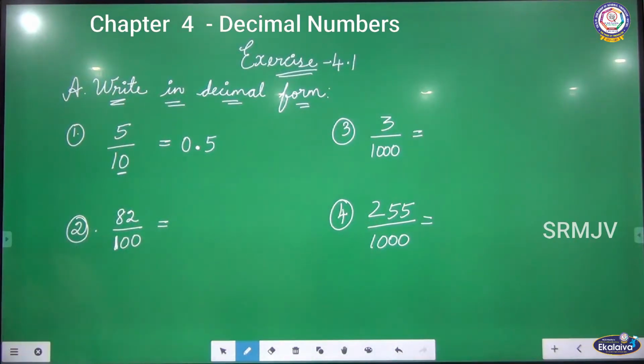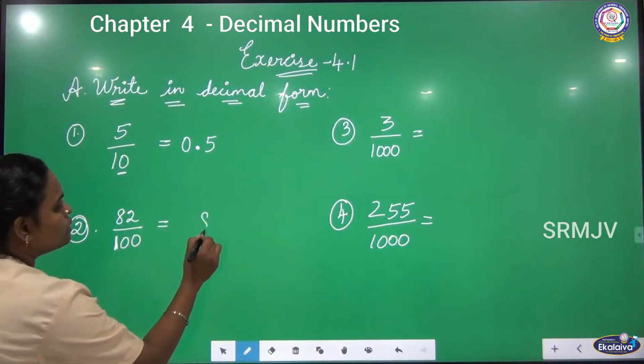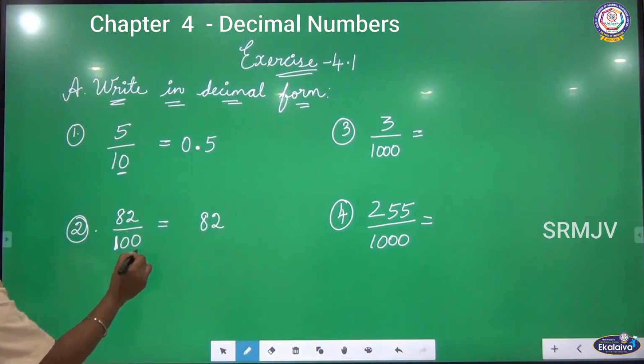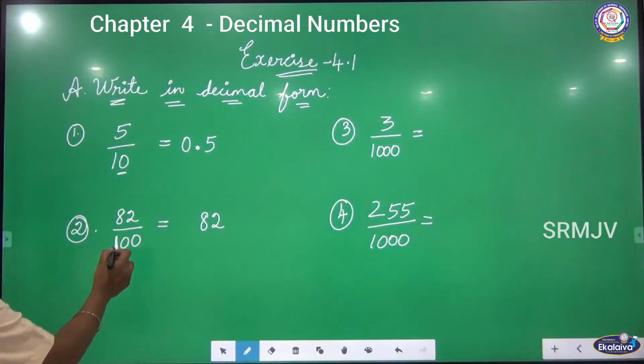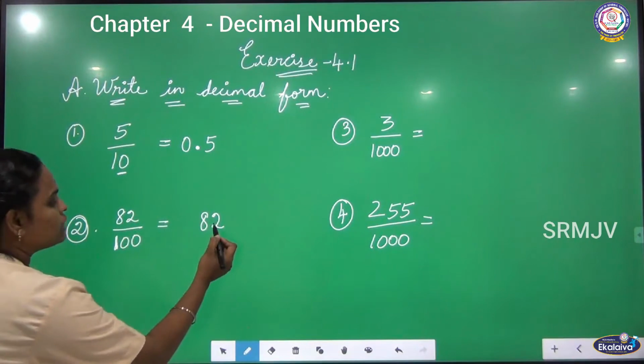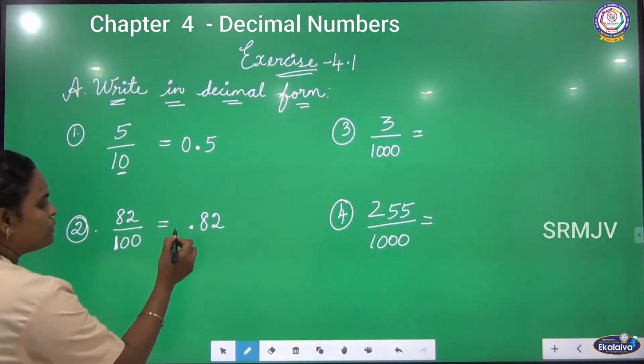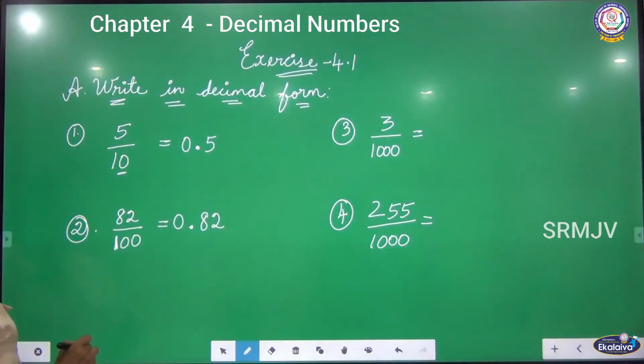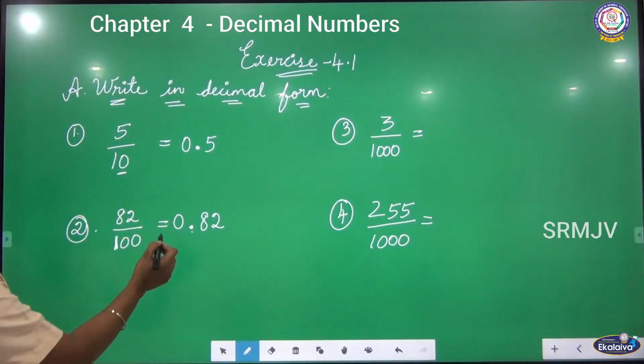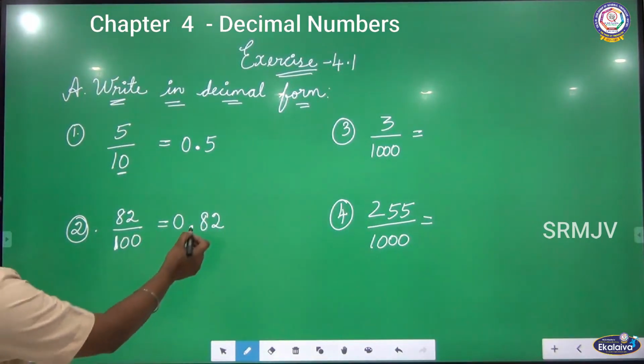Then second one, 82 by 100. So this is the fraction. We are going to write this fraction in decimal form. So what is there in the numerator? 82. Write 82. Then look at the denominator, 100. How many zeros are there in the denominator? 2 zeros are there. So from the back you leave 2 digits, 1, 2. Then put the decimal point. So before the dot you can write 0 in one's place. So what is the answer? 0.82. After the decimal point you should read the number digit by digit, 8, 2.